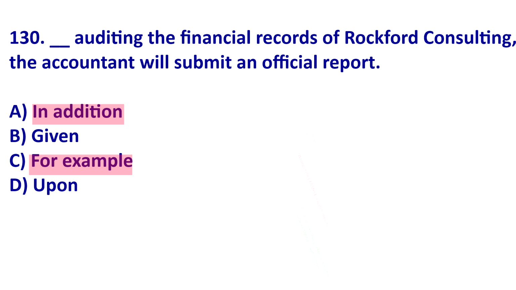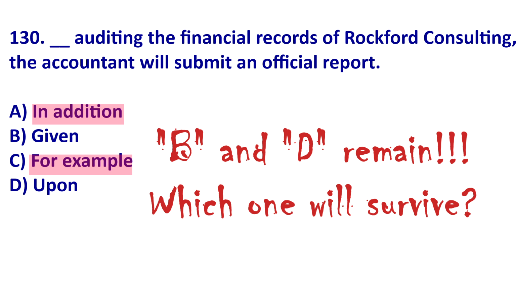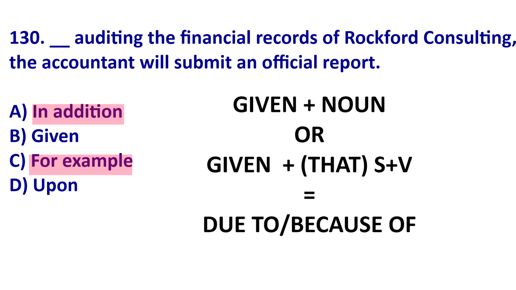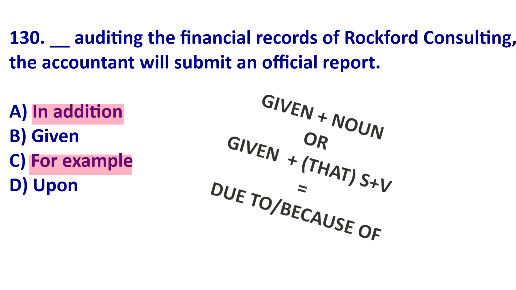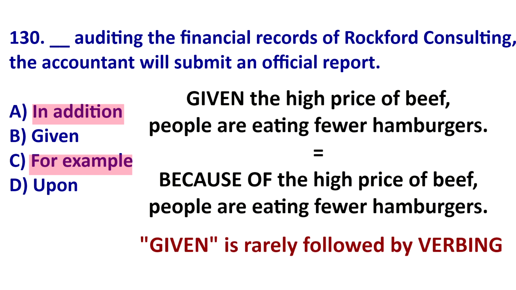Now we go to the final two, given or upon. Now, given plus noun at the start of a sentence means because of or due to. You can also use given that, subject, verb. Here's an example. Given the high price of beef, people are eating fewer hamburgers. Now, given is not usually followed by verb-ing. It's usually followed by a noun or that, subject, verb. That is one clue.